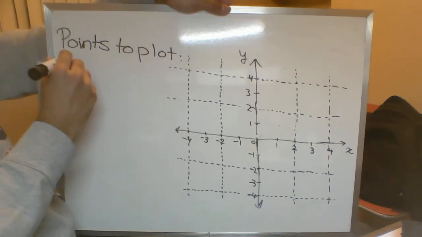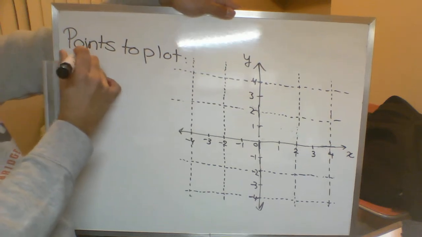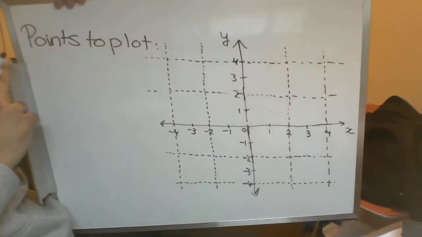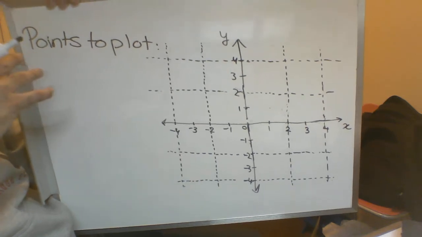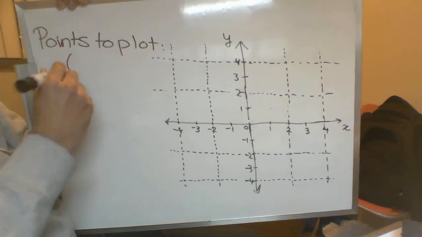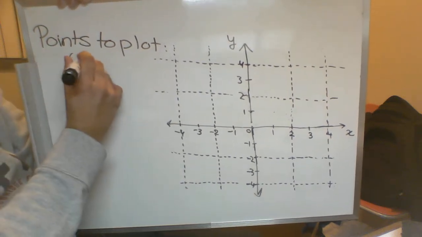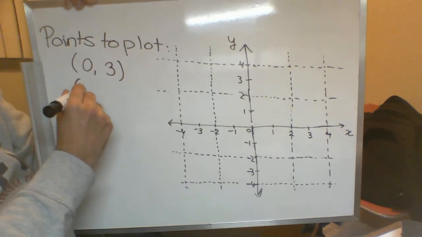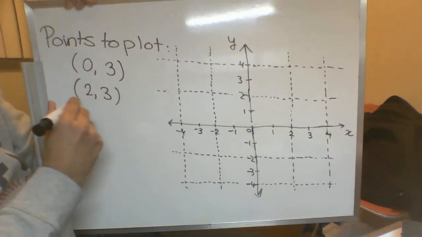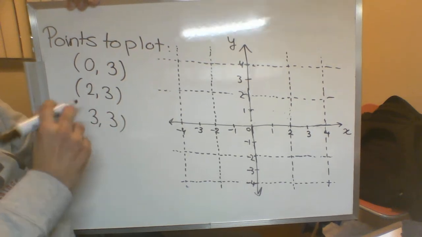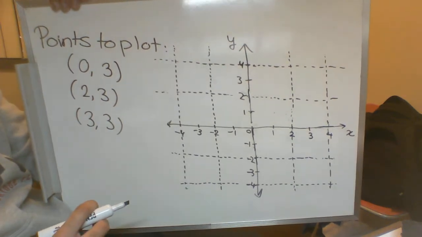Okay, so we're going to plot 3 points now. If you want, you can call them point 1, point 2, point 3, but we're not going to use the equations that we've been using thus far to calculate the slope and the y-intercept, and I think you'll see why in a second. So we're going to plot the points (0, 3), (2, 3), and (3, 3). So these are the points that we're going to plot.